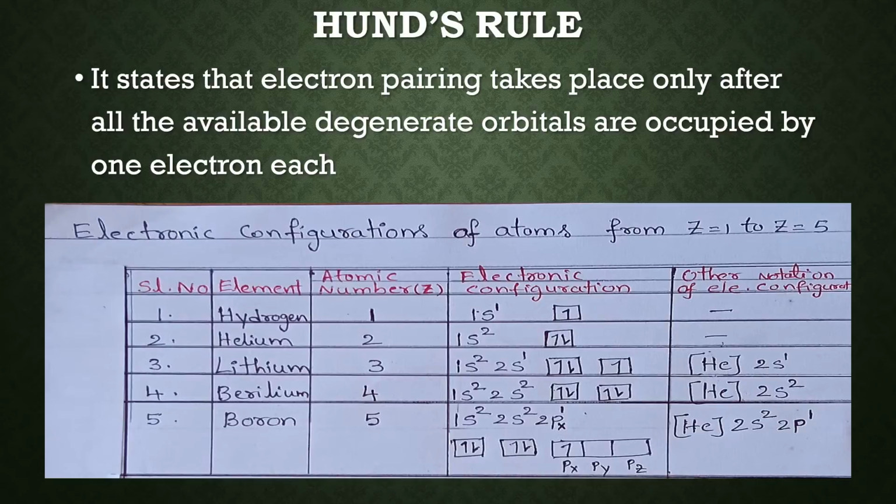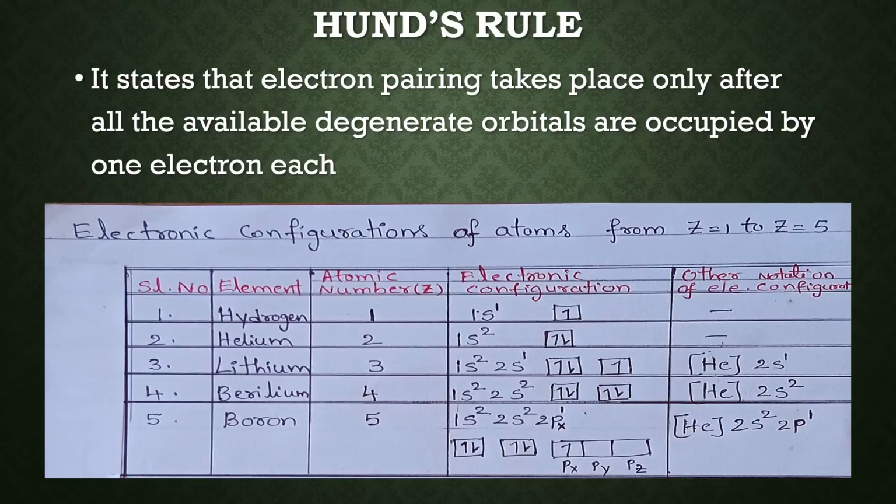Next, Hund's rule. It states that electron pairing takes place only after all the available degenerate orbitals are occupied by one electron each. See electronic configurations of atoms from hydrogen to boron.